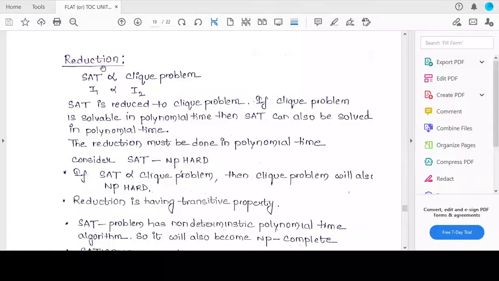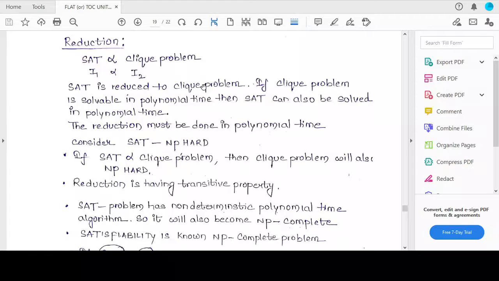So if satisfiability is reducible to the clique problem, then the clique problem will also be considered NP-hard. If satisfiability is NP-hard and it is reducible to the clique problem, then the clique problem also becomes NP-hard. If satisfiability is NP-complete and it is reducible to the clique problem, then the clique problem will also be considered NP-complete. So that is the relationship that we can establish between the NP-hard problems by using the concept of reduction.